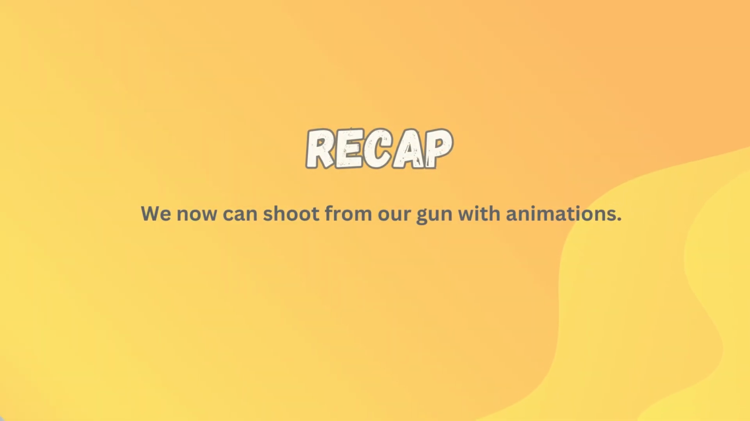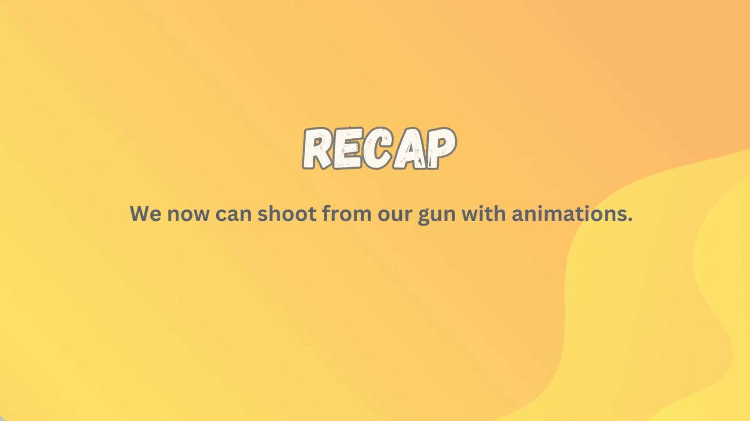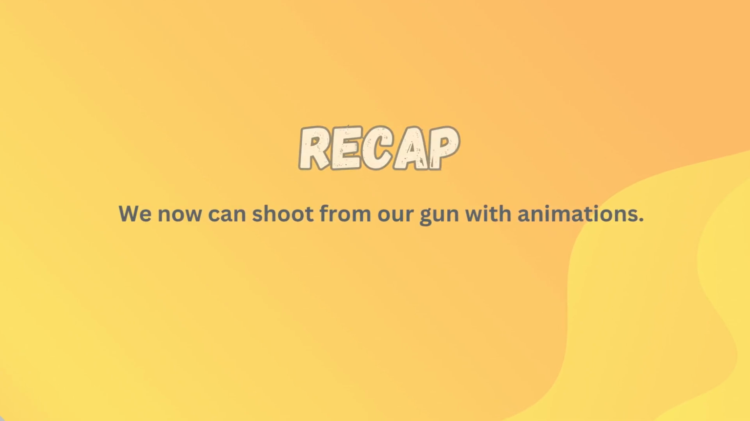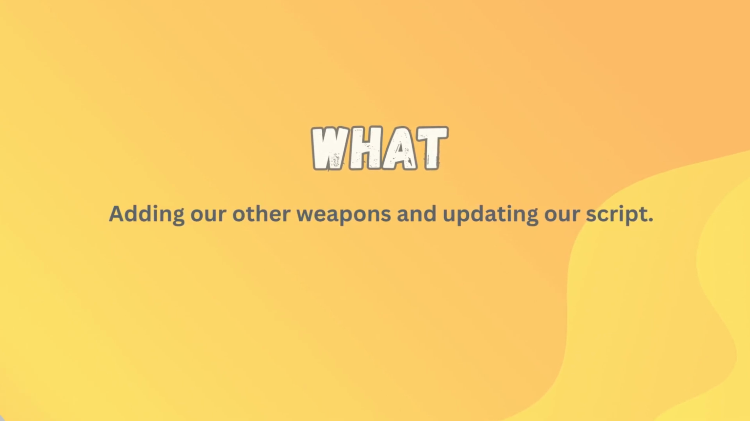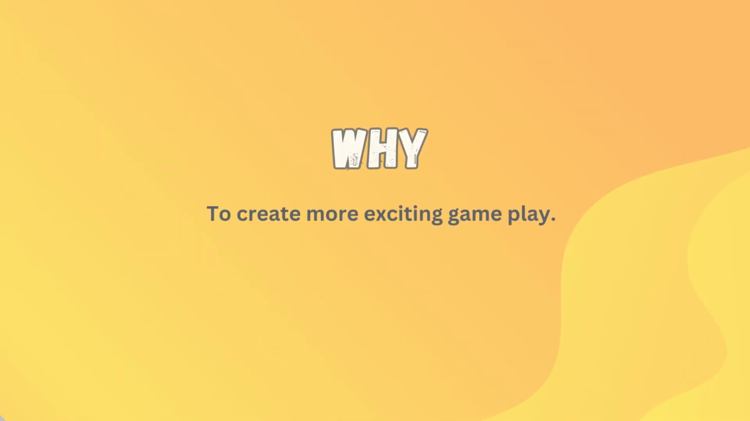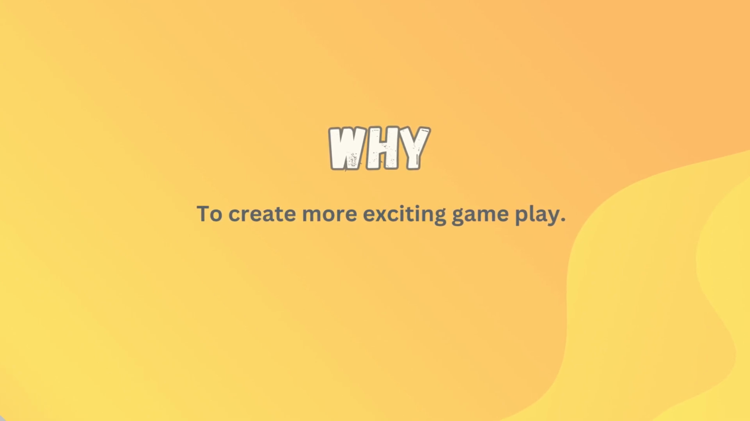So to recap, we should be able to wander around our space and also shoot with our gun, including animation. What we'll be doing in this lesson is adding the rest of our weapons and updating our script to accommodate that. Why? Well, to make it more exciting. The minigun in particular is the main reason we all love playing Wolfenstein.